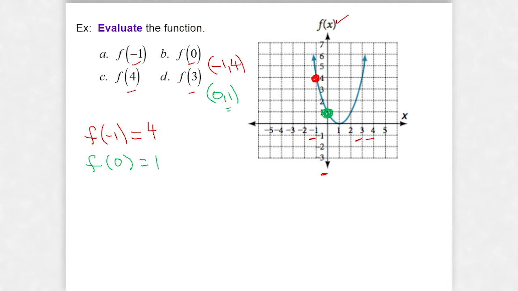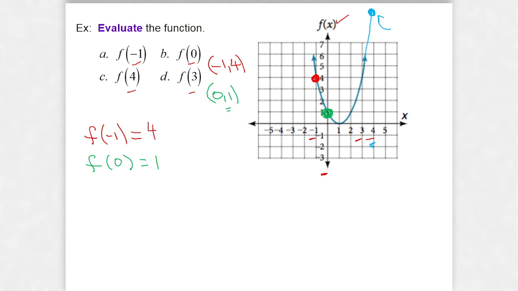Well, we have 2 more of these to do. We need to evaluate the function at 4. So I take a look at the function itself and realize my graph doesn't extend upward to 4. If it did, I would pick a point up there, and I would evaluate that particular point. All right. How about f of 3? That I can grab, though. What would f of 3 look like?